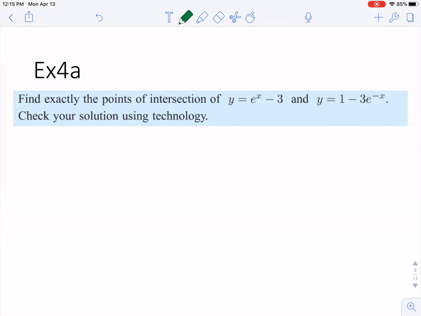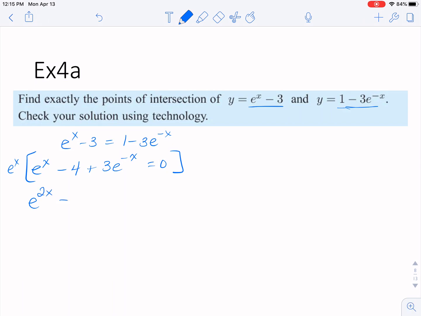Well, if we want these two equations to be the same, that means this and this have to equal each other. e to the x minus 3 equals 1 minus 3e to the negative x. Hey, that looks just like the previous problem we did. You are correct. I'm going to keep my e to the x. I'm going to make it e to the x minus 4 plus 3e to the negative x equals 0. I'm going to multiply both sides of the equation by e to the x to change it into a quadratic.